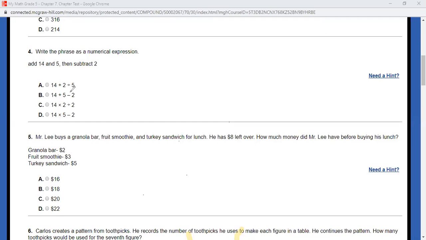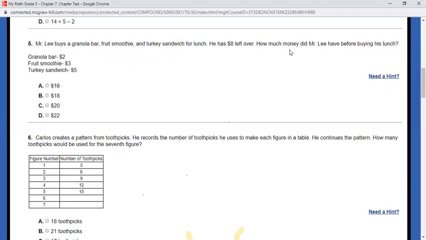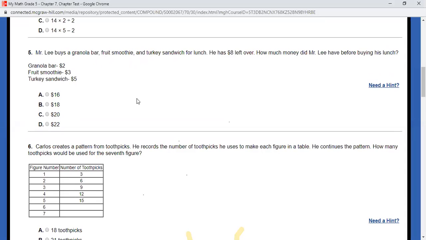Daniel, you said B. Okay, so he says, when it says add 14 and 5, based on that, I would add 14 and 5. Then subtract 2. So I see 14 plus 5 minus 2, and he said B, 14 plus 5 minus 2, so that means Daniel is correct. Good job, Daniel. Also, welcome, Daniel. Super happy to have you. Okay, next. Good job, buddy. All right. Okay, next one.